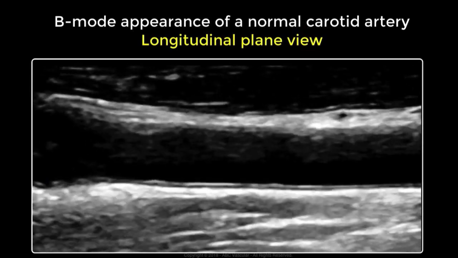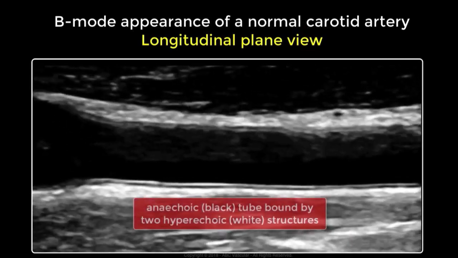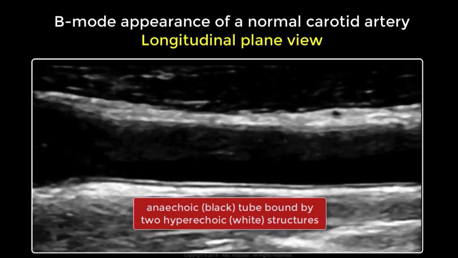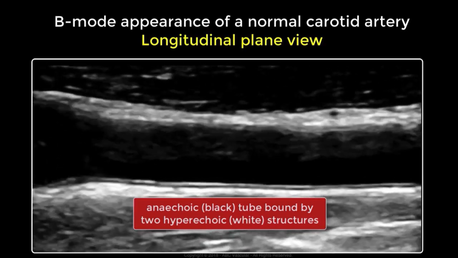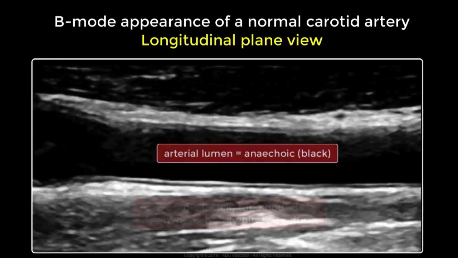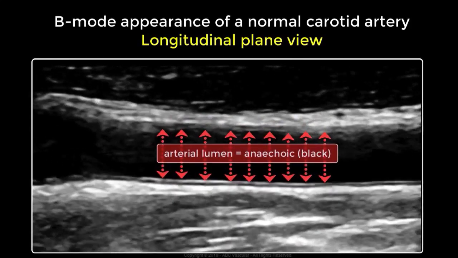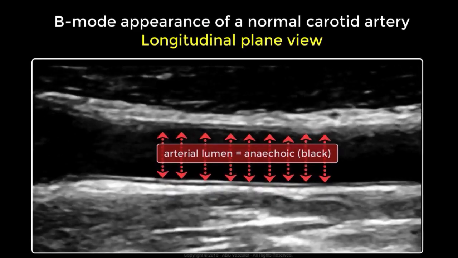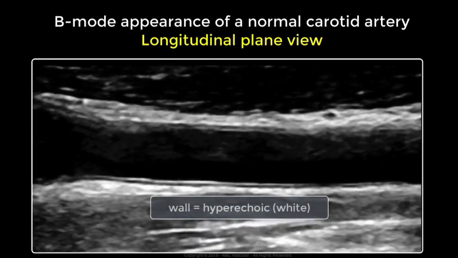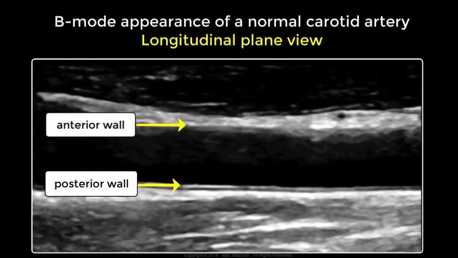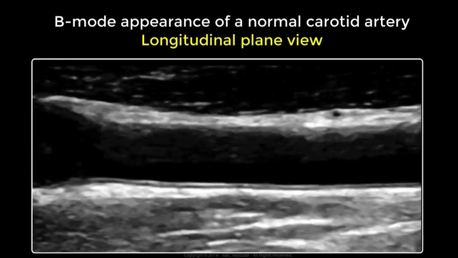The ultrasound appearance of the arteries is peculiar. An artery appears on ultrasound as an anechoic tube bound by two hyperechoic structures. The anechoic part of the tube represents the arterial lumen, and is indicated by the red arrows in this video. The hyperechoic structures are the posterior and anterior walls and are made of three main layers.